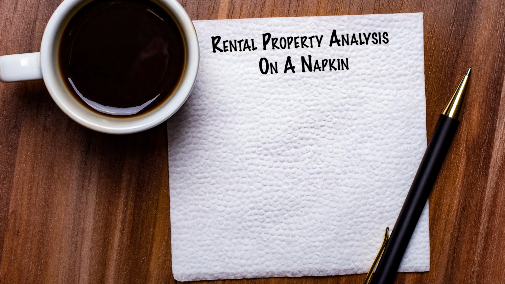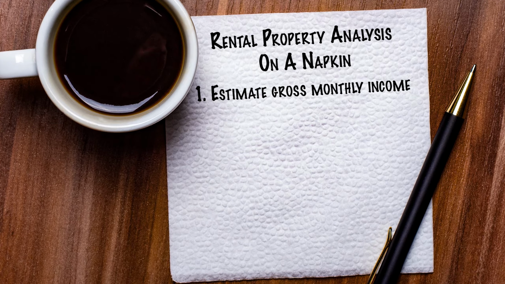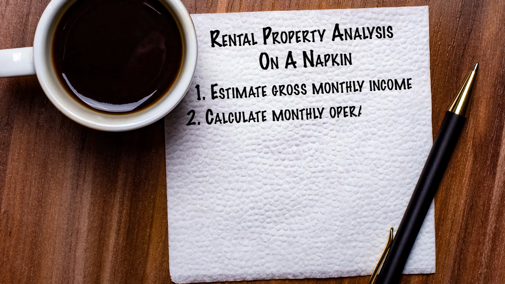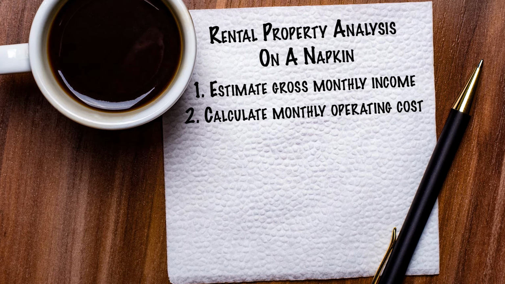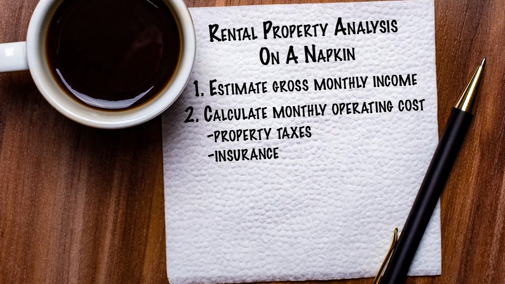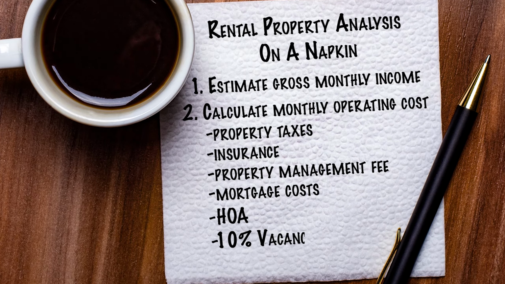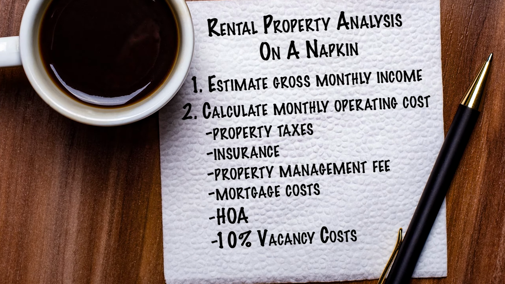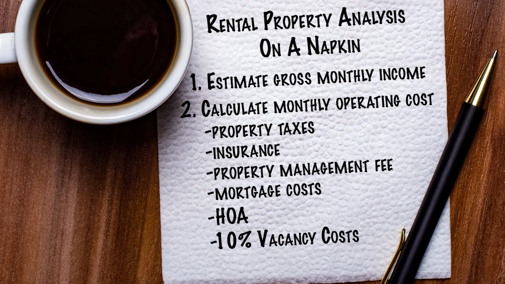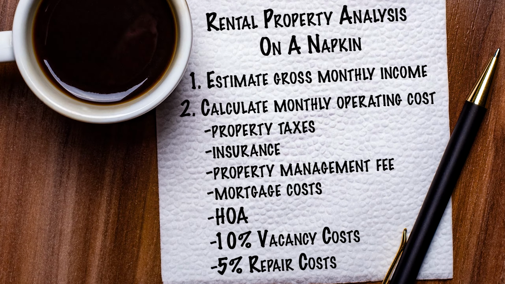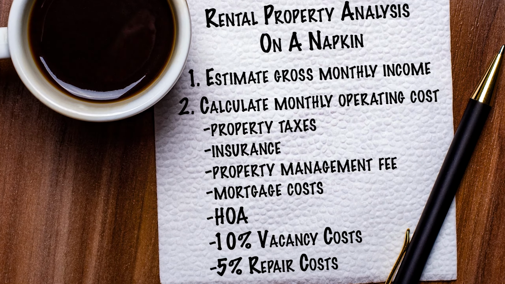So first, you have to figure out the monthly income, which is the gross income that you're getting from your rental. Then you're calculating the monthly operating expense. You need to take into consideration property taxes, insurance, property management fee, what your mortgage is, HOA, vacancy. You always want to factor in around 10% for vacancy. And then for repairs, this is an estimate. I would say factor in about 5% per month. Things come up, but you want to allocate that money to the side to make sure it doesn't hurt your cash flow.